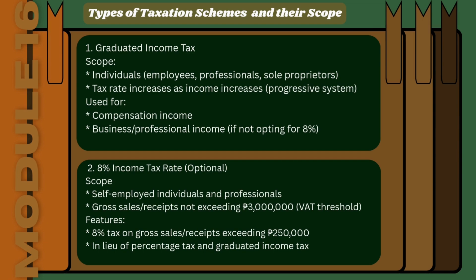2. 8% income tax rate, optional. Scope: self-employed individuals and professionals with gross sales or receipts not exceeding 3 million Cuban pesos, the VAT threshold. Features: 8% tax on gross sales or receipts exceeding 250,000 Cuban pesos, in lieu of the percentage tax and graduated income tax.